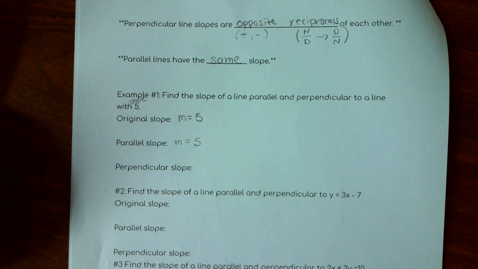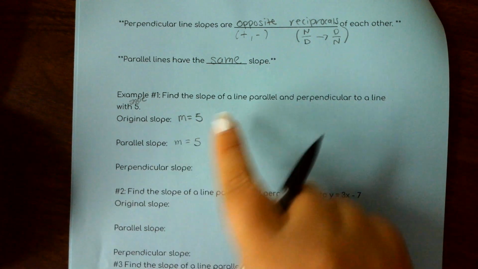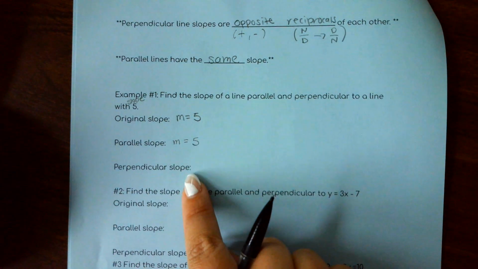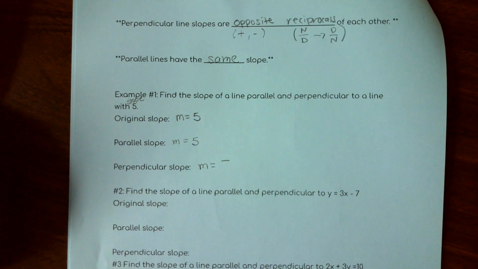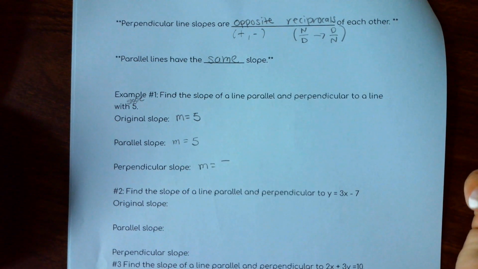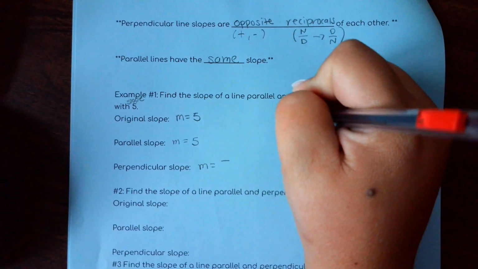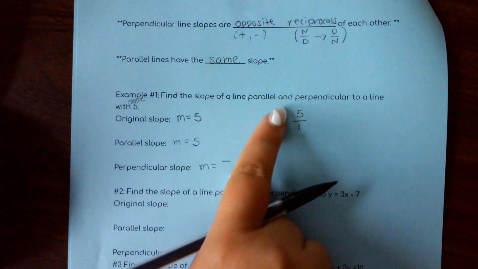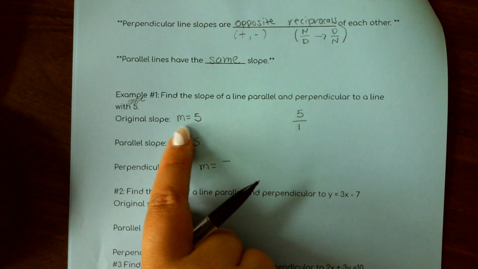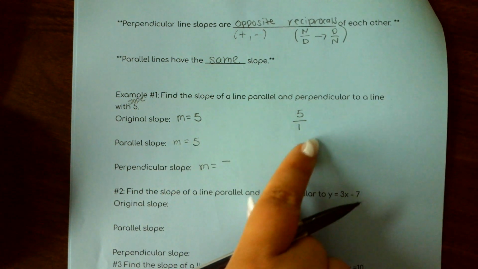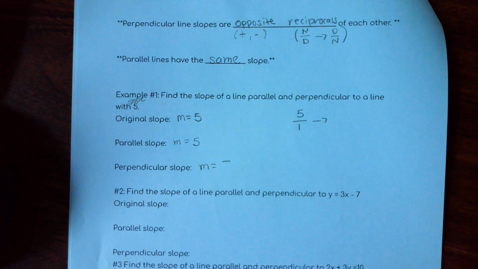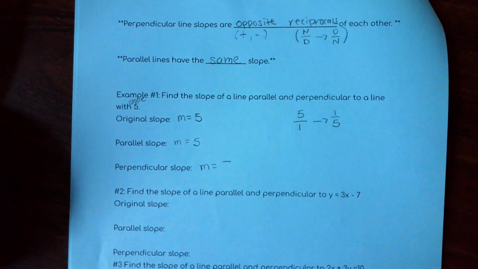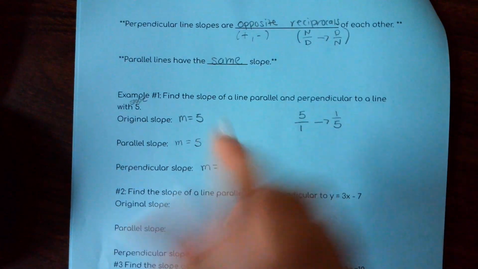Perpendicular is where it gets a little tricky. So if our original slope is positive 5, we know our perpendicular slope is going to be negative something. Now we need the reciprocal. It doesn't look like 5 has a denominator, but when we have a whole number, every whole number has a denominator of 1. We just don't write it because we don't need to. It's repetitive to say it's over 1. So to get the reciprocal, we flip the 5 and the 1, and we will get 1/5. So my perpendicular slope is negative 1/5.